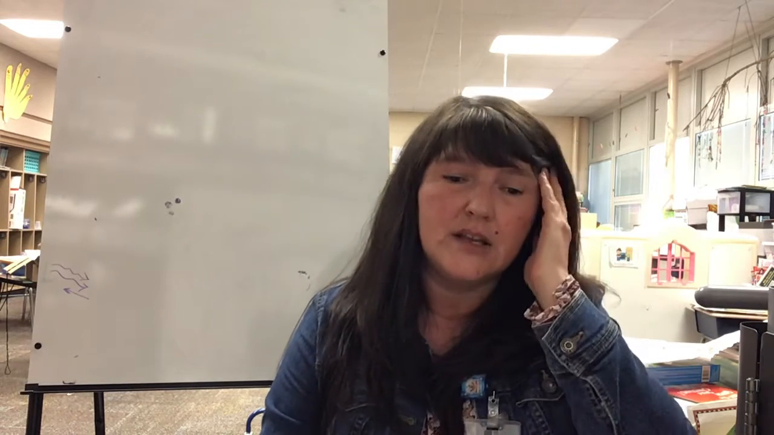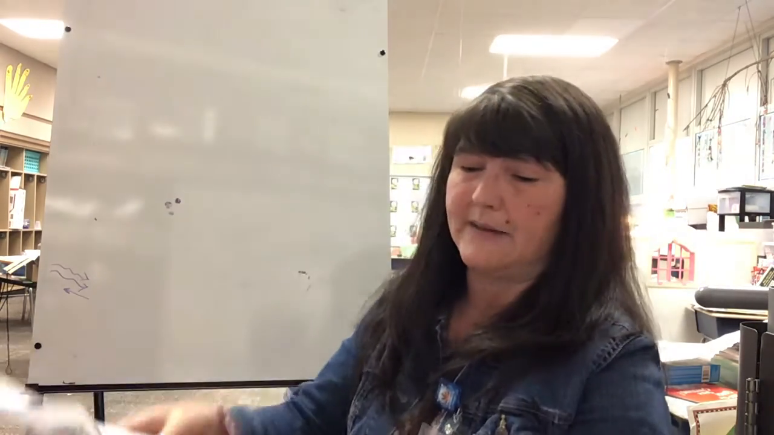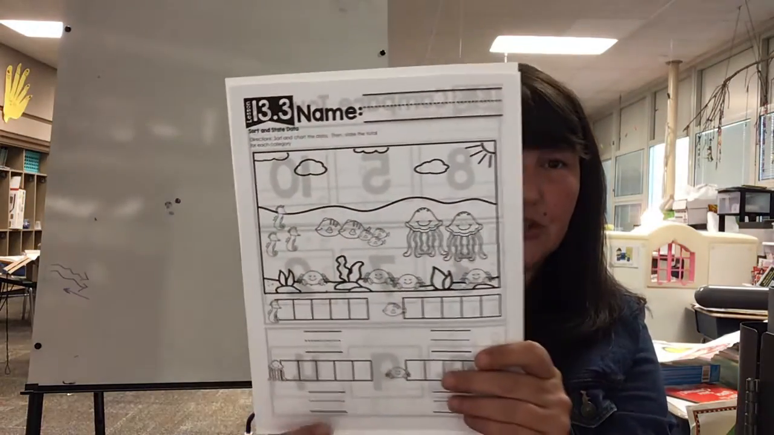Basically, we've been talking a lot about characteristics and sorting objects into groups based on those characteristics. So yesterday, you looked at buttons and how they could be put into groups. You also looked at animals and you decided how you would group those animals. Today, we're going to be looking at a paper that has a scene from the ocean.